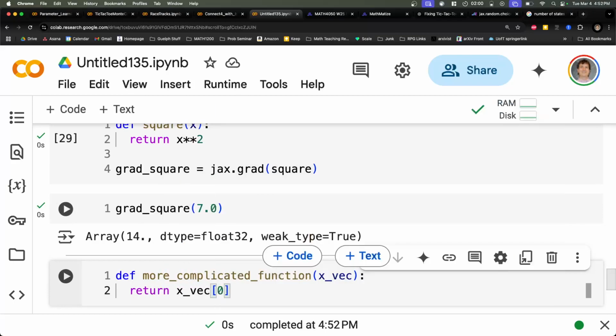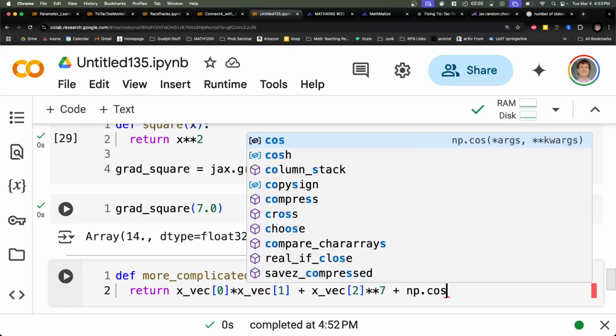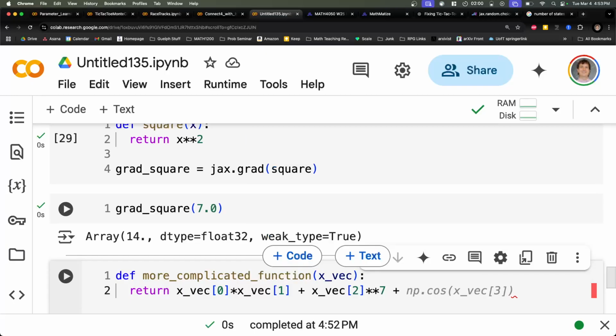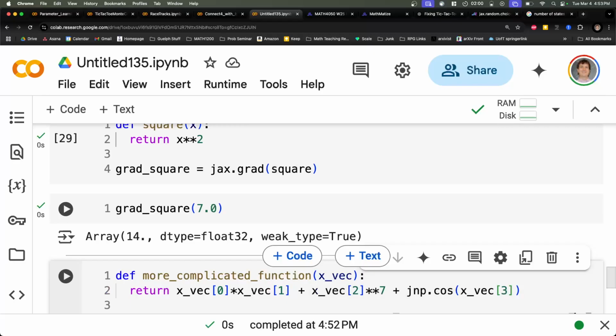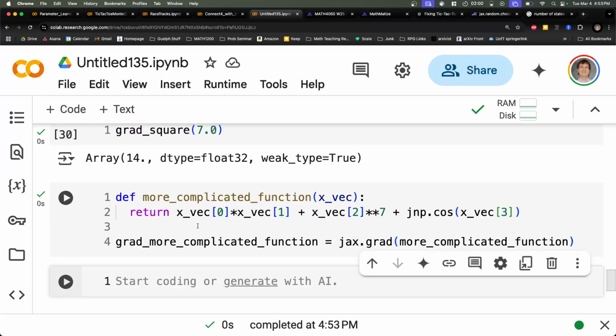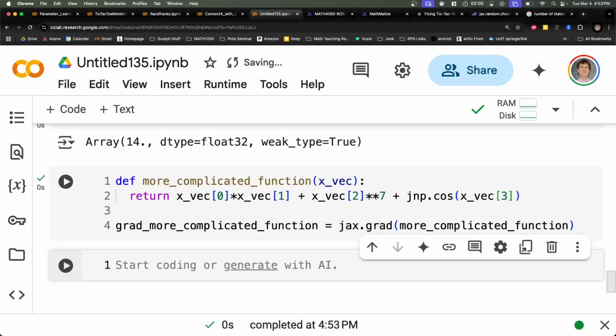The 0th entry times the first entry plus the second entry to the power 7 plus, I don't know, np.cosine. I guess it has to be jnp.cosine of the third entry. Okay, there we go. So there's a really stupid, crazy function. All sorts of weirdness going on. I guess this function isn't so bad. You could have a first-year student eventually calculate the gradient, but let's do it our way.